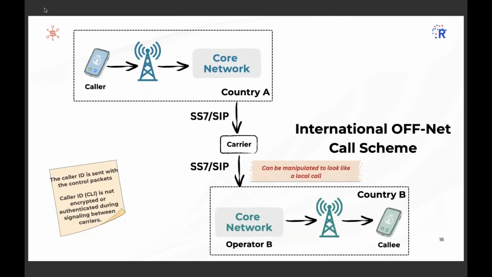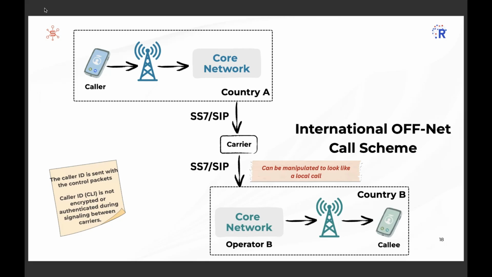Now, let's look at another layer of caller ID spoofing. And this one does not involve apps or scripts. Instead, the manipulation happens inside the telecom infrastructure itself. So when phone calls travel between carriers, they use signaling protocols like SS7 or SIP. These protocols carry important call details, including the caller ID. But here is the issue. In both cases, the caller ID is not encrypted or authenticated.